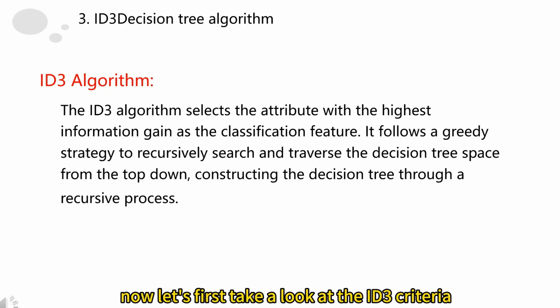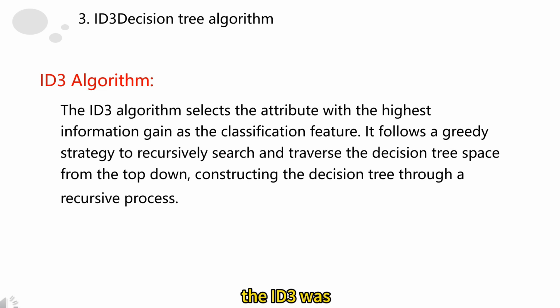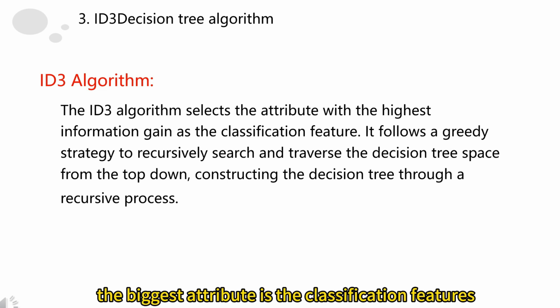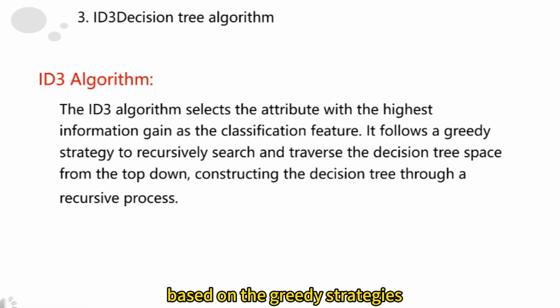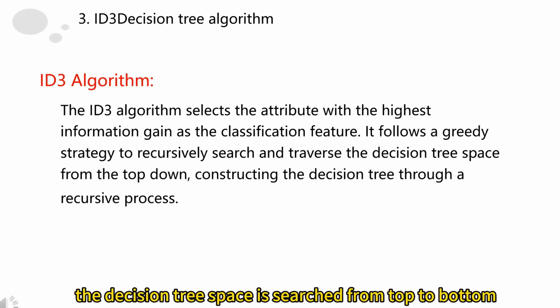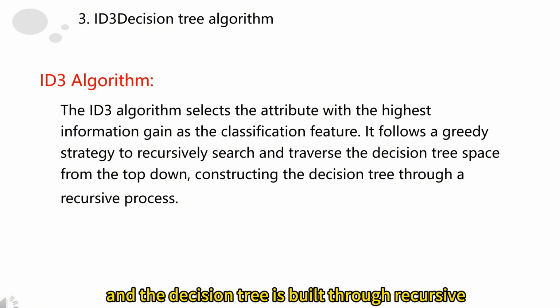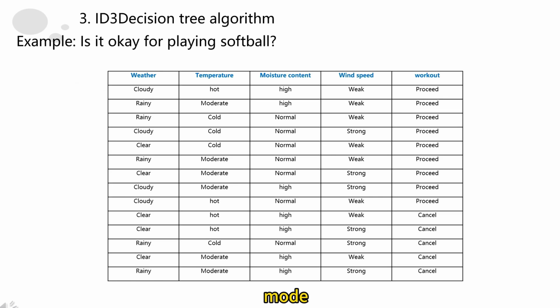Now let's first take a look at the ID3 criteria. ID3 is calculated by means of information gain. The attribute with the biggest information gain is chosen as the classification feature based on a greedy strategy. The decision tree space is searched from top to bottom, and the decision tree is built recursively.